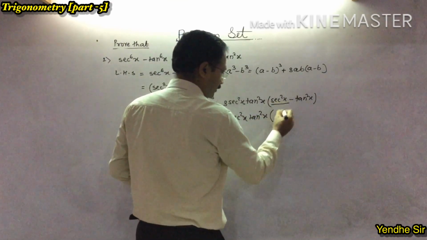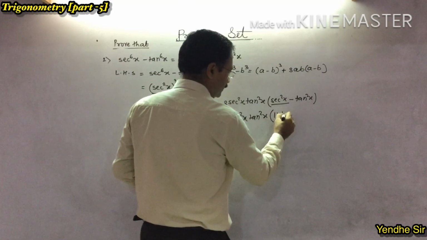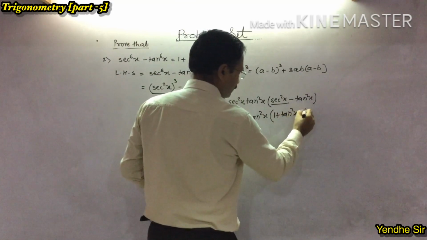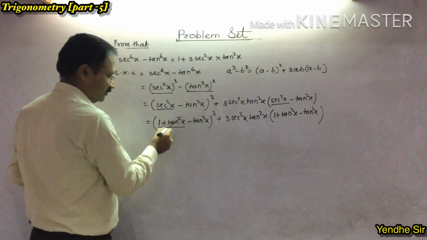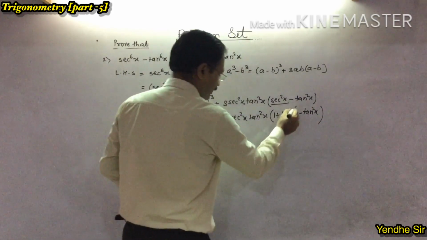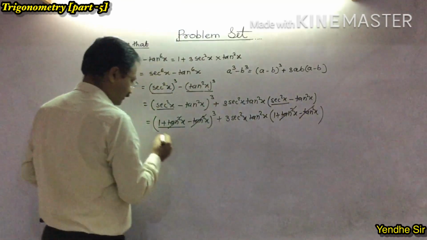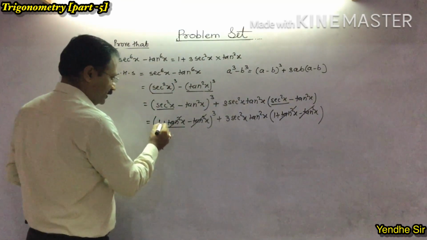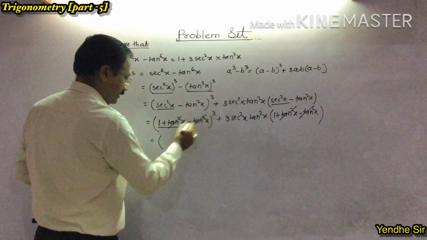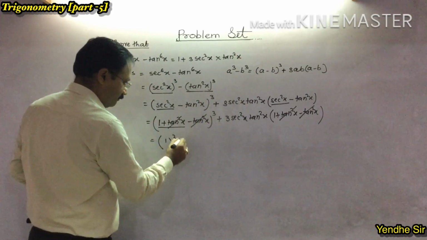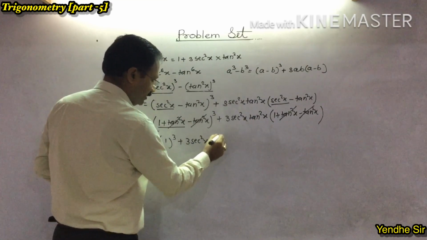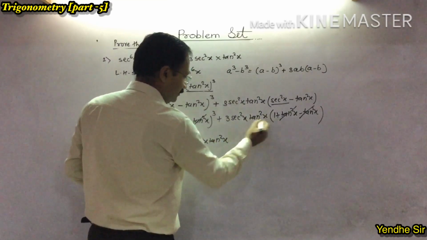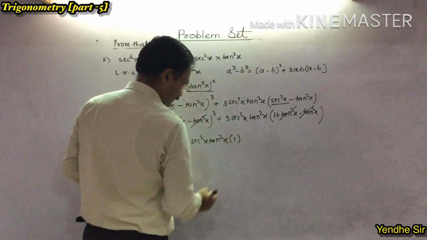And again here, sec square x means 1 plus tan square x, and minus tan square x will be as it is. Tan square and tan square will be cancelled. So what will remain? Here only 1 will remain: 1 cube plus 3 sec square x tan square x. And here only 1 remains.